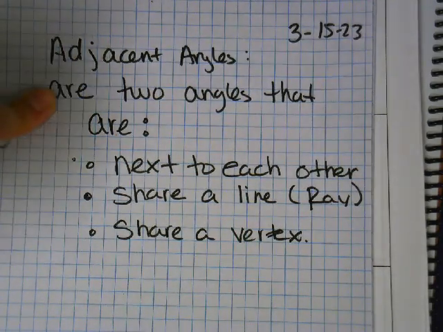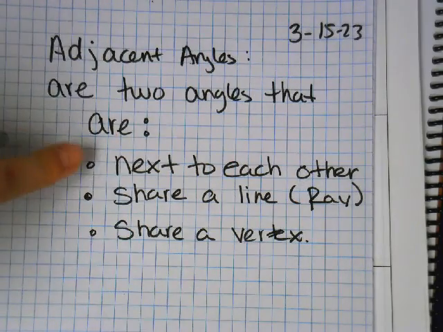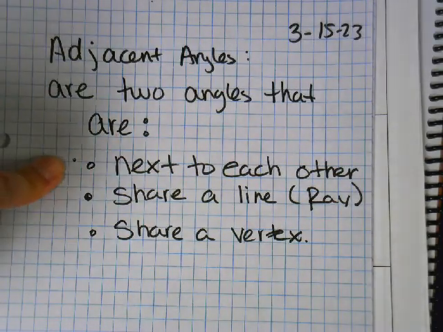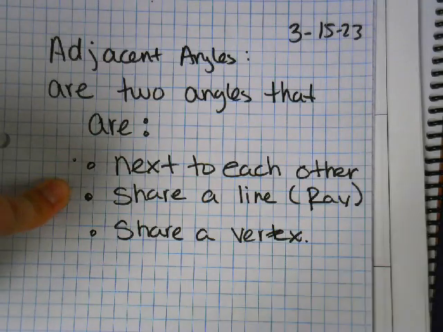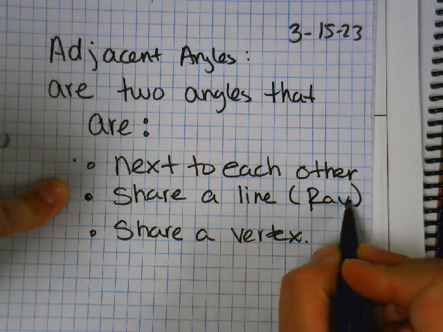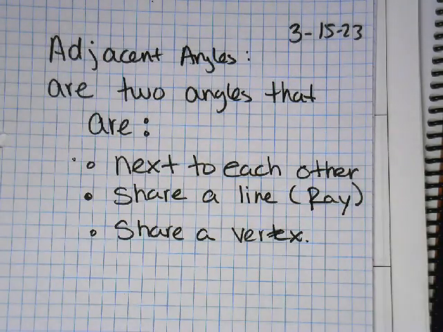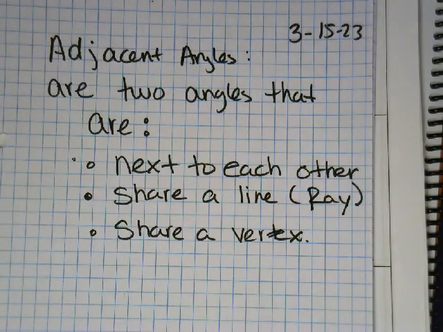Adjacent angles are two angles that are next to each other, share a line, which officially is called a ray, and they share a vertex. So there's vertical angles. Do they share a line? No. Are they next to each other? No. So this is like the opposite of a vertical angle.